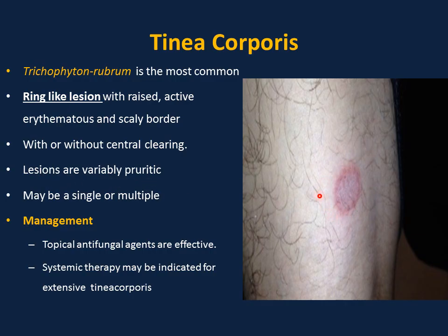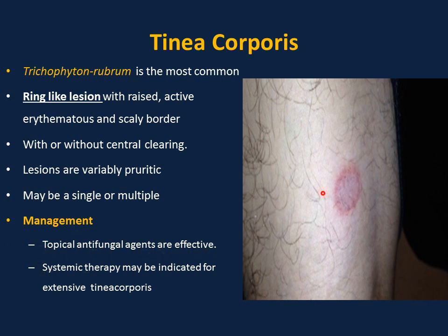To differentiate this from nummular eczema: in nummular eczema there is no central clearing, there is hyperpigmentation in the middle, there is lichenification and thickening of the skin, and it is very itchy. So it is very different from tinea corporis. It may be single or multiple; you may see just one or multiple on the body. Management: topical antifungal agents are effective.